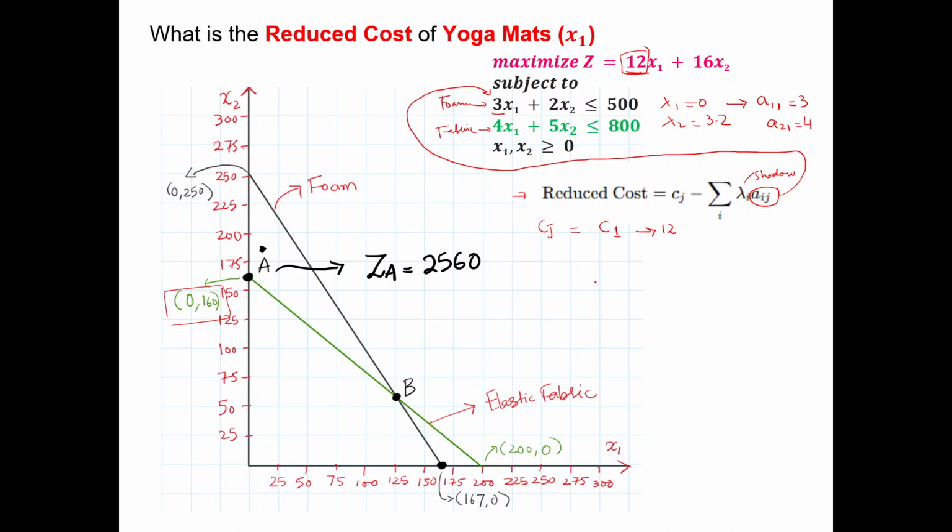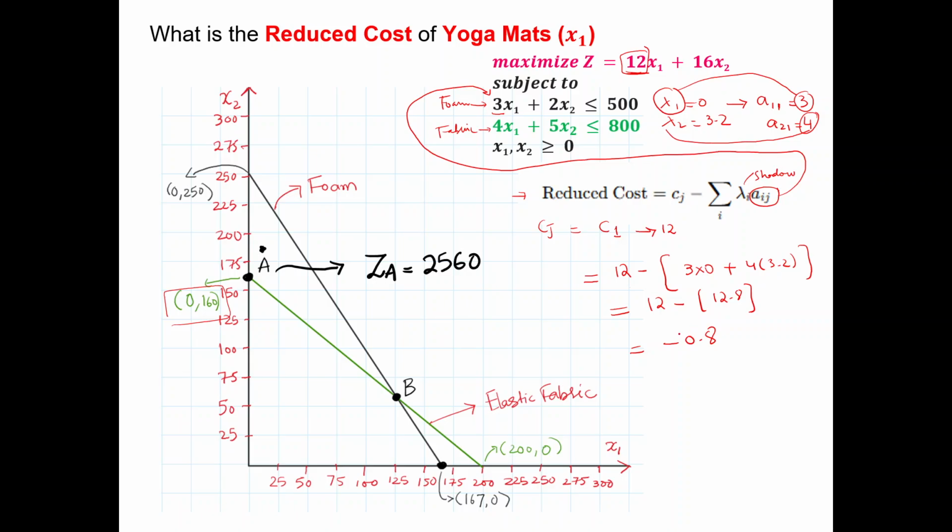So how should we do it? We write 12 minus, now this is the summation, so we multiply lambda 1 with the 3 and lambda 2 with the 4, and then add them up. We write it as 3 into 0 plus 4 into 3.2, and this is equal to 12 minus 12.8. So the reduced cost will be minus 0.8.